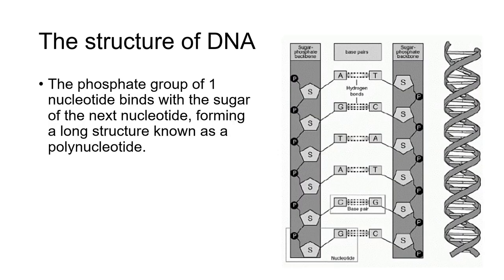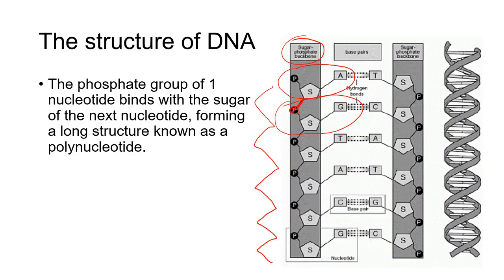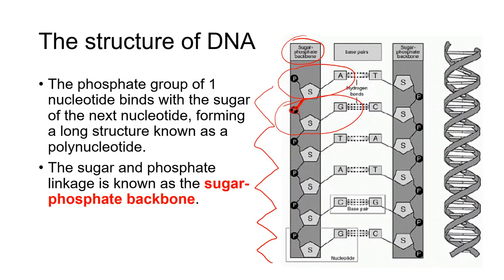Now the phosphate and the sugar of one nucleotide bind to the phosphate and the sugar of the next nucleotide, and this is known as a sugar phosphate backbone. You can see here that this is a nucleotide and this is another nucleotide. This phosphate is bound to the sugar of the next nucleotide in such a way that it creates a zigzag kind of structure. This is the main structure, and it is what we call the sugar phosphate backbone.